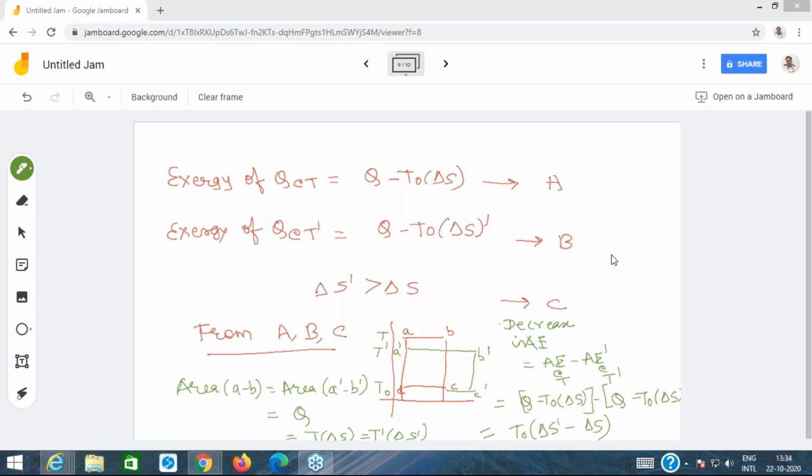Okay, is this clear or no? I hope it is clear to all. I'm sure it is clear to all of you.